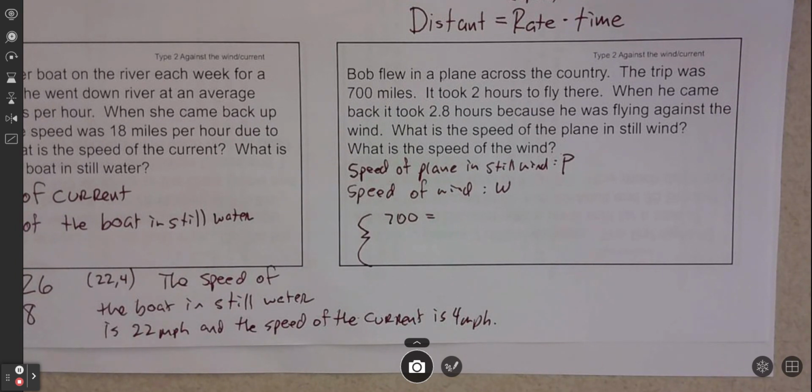So on the first way, he traveled for 2 hours. And what was true about the plane and what was true about the wind? There was no wind. There's always wind. Sorry. He was going down there. The plane was going with the wind. Oh yeah. Okay. That's right. How long? Go for it. 700 equals W times 2.